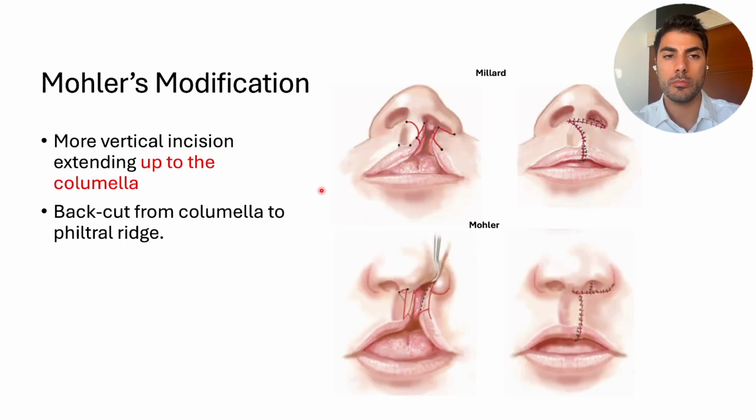So then Muller's modification came into play. What he wanted to do is basically also modify this scar right here that is crossing the middle. He wanted to further modify it in order for it not to cross the middle at all. So what he did, he extended his incision up into the columella, and then inserted a back cut from the columella into the philtral ridge. We can see this is Muller's final result as compared to Millard. This is how he accomplishes a straighter, not oblique and non-converging philtral column.